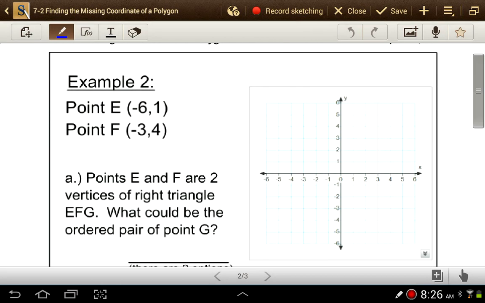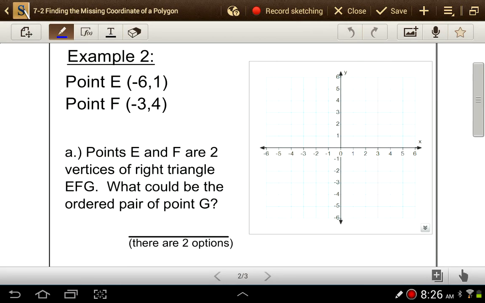In example 2, you have 2 points there, and points E and F are 2 vertices of a right triangle. So we're going to have a right triangle here. Just like before, I'm going to go ahead and plot my first point. That's negative 6, 1. Way over here, label that E. Point F is negative 3, 4. So negative 3, up to 4. Okay, and that's going to be point F.